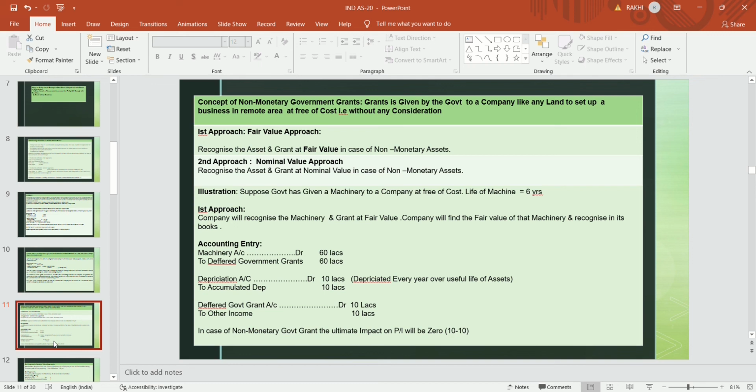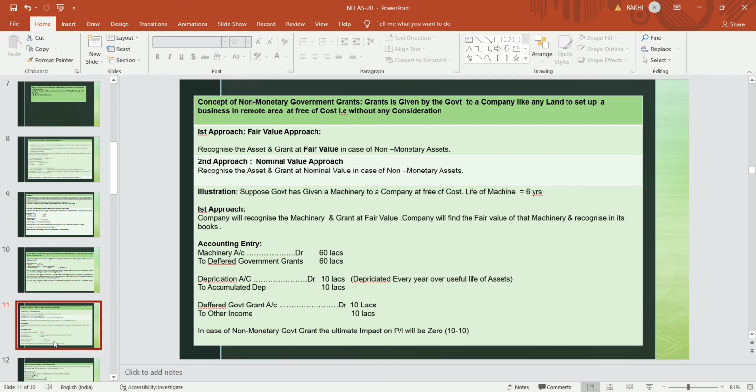The second approach is the nominal value approach. Nominal value means the government has given free of cost any kind of asset, or incurred any kind of expense free of cost, without monetary assistance. So how will the company recognize it? The company will recognize that asset or grant at a nominal value. Nominal value means rupee 1. The company will recognize that asset at rupee 1, or the grant at rupee 1. So it's the nominal value approach, and the fair value approach is at market price.